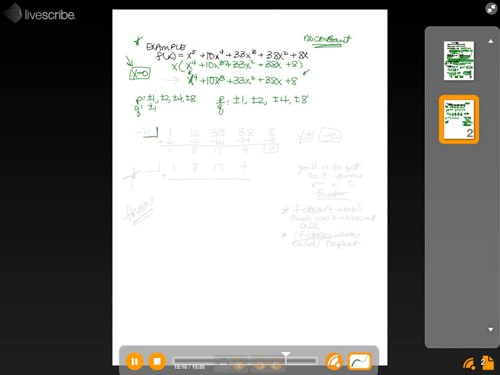We set up our shelf, list out our coefficients. Remember, we're using this one after we factored out the x. So we're going to have a coefficient of 1 on the x to the 4th, and then a 10, 33, 38, and 8. Draw a line. Okay, and you are going to pick which numbers you want to put on the shelf. You have 8 choices there. Positive 1, negative 1, positive 2, negative 2, positive 4, negative 4, positive 8, negative 8.